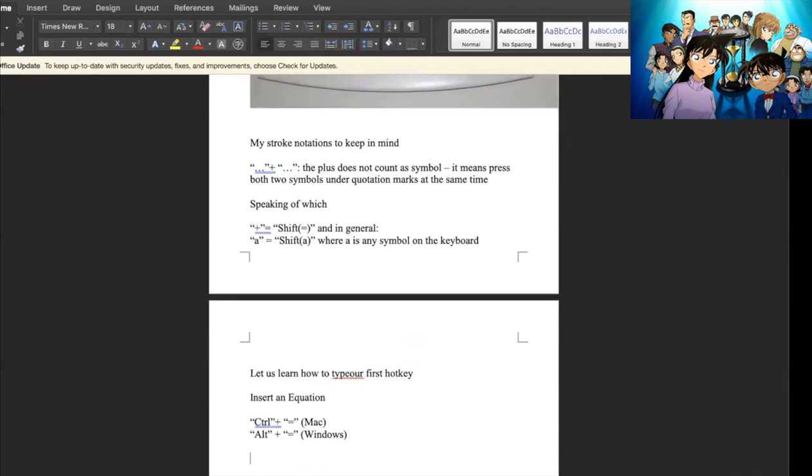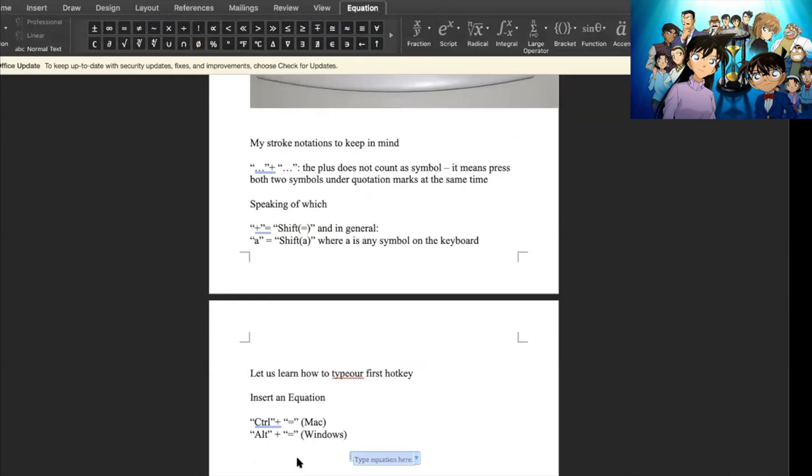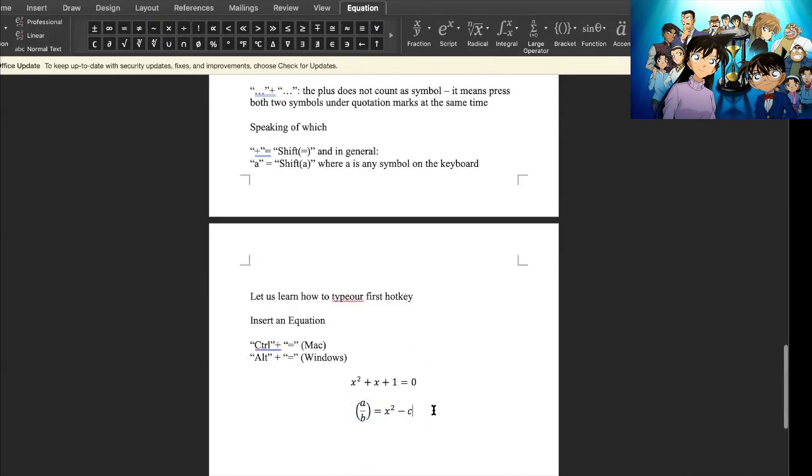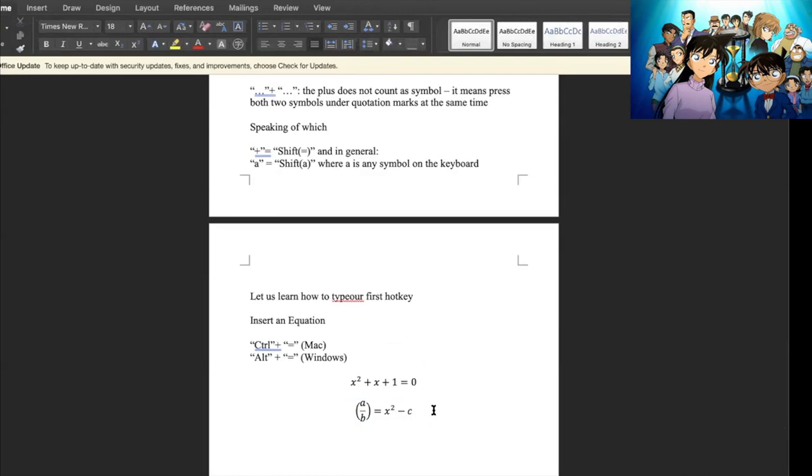So let me try for you right now. Boom. And voila, I'm right here at the equation editor, and I can immediately start typing things right out now. I'm going to give one quick, simple example. I'm going to be typing in x squared plus x plus 1 equals 0. That's a random quadratic equation. I believe, I could be mistaken, it's the quadratic equation whose roots give you the golden ratio. a over b equals x squared minus c. There's another equation where I've used fraction brackets and decimal notation.